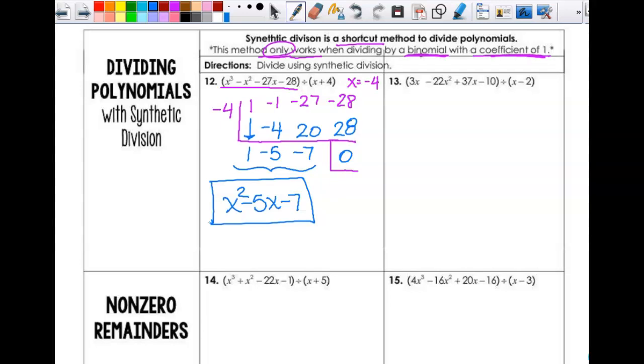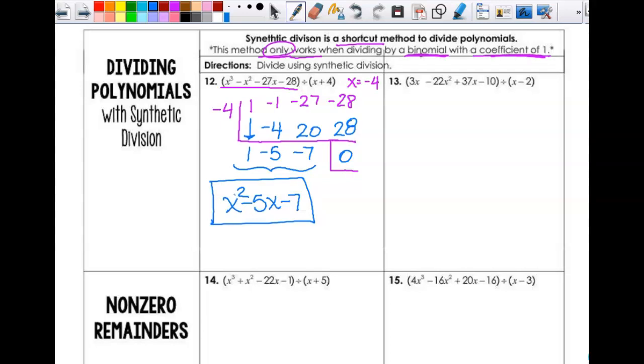Explain the whole thing or just how I got this? Okay, because these were the coefficients from this, right? These are the coefficients of my answer. So however many numbers this is, that's how many terms I have. So my highest exponent is 1 less than whatever that is. So there's 3 of them, so this has to be an x squared. If there was 4 of them, this would be x cubed. Okay. Anything else?